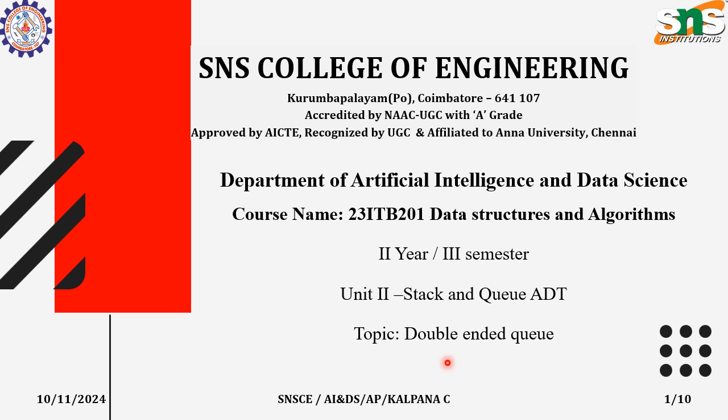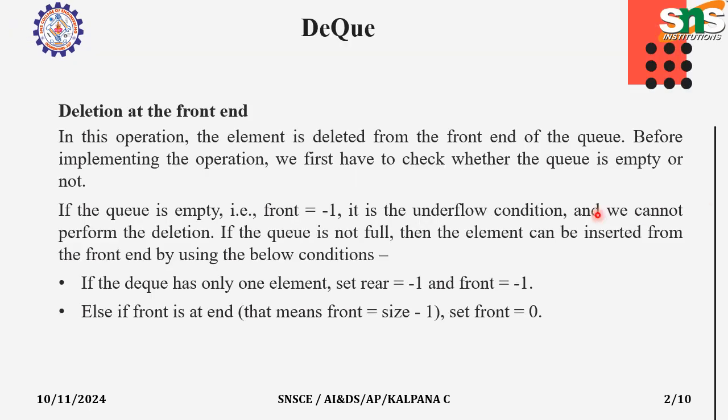Hello everyone. Today we are going to discuss the double-ended queue's deletion operation. So we know in a double-ended queue, insertion and deletion are both possible at both ends, that is front as well as rear. In previous videos we have discussed how we can perform insertion at front as well as at rear end. Now we are going to discuss the deletion operation, how we can perform deletion at front as well as rear.